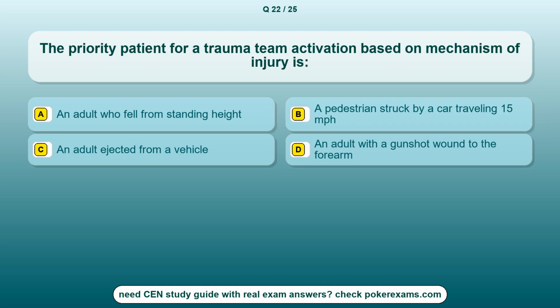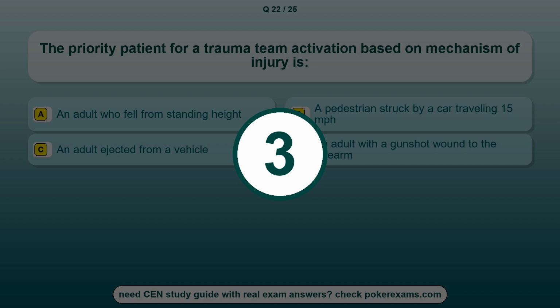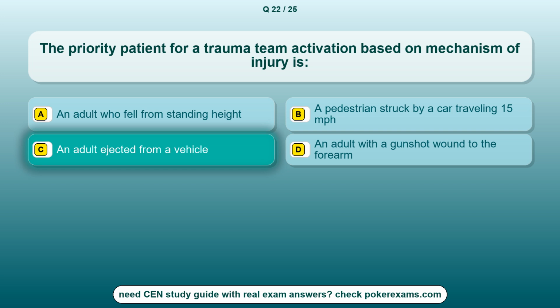Question 22. The priority patient for a trauma team activation based on mechanism of injury is Option A. An adult who fell from standing height. Option B. A pedestrian struck by a car traveling 15 miles per hour. Option C. An adult ejected from a vehicle. Option D. An adult with a gunshot wound to the forearm. The correct answer is option C. An adult ejected from a vehicle.